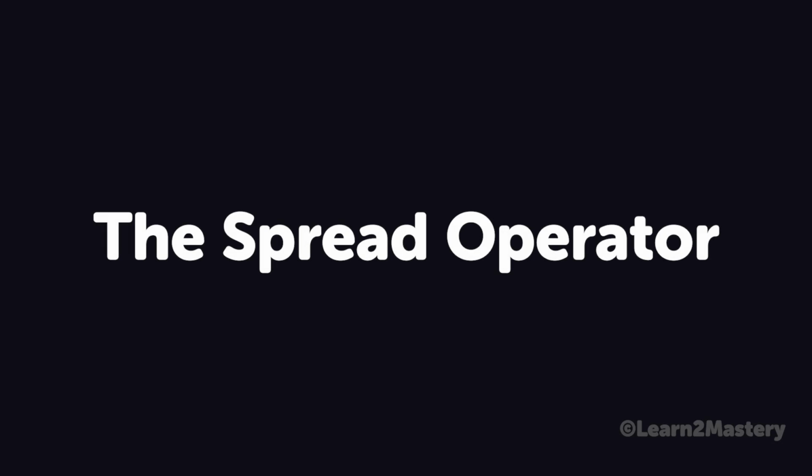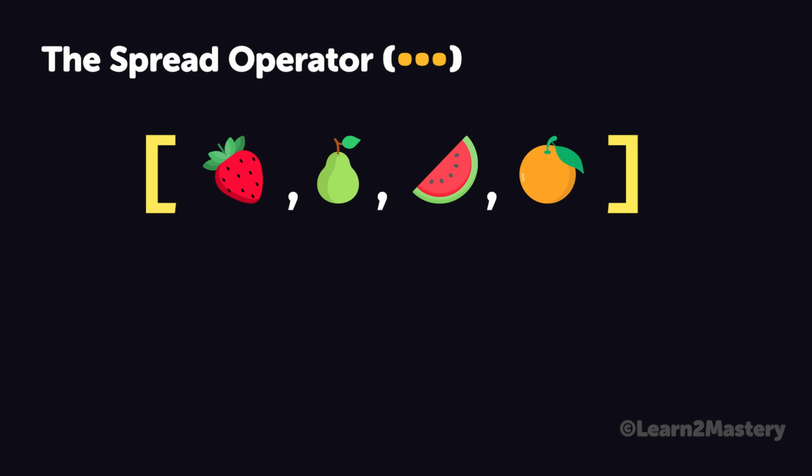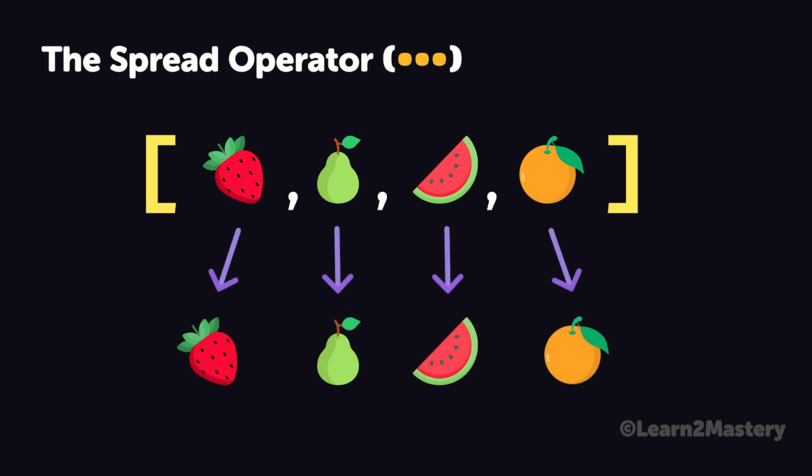In this lesson, we're going to learn about the spread operator in JavaScript. It is represented by 3 dots. It is used to expand or unpack values from an array, object, or string into individual elements. In simple terms, it takes values out of a structure and places them somewhere else. Let's see an example.